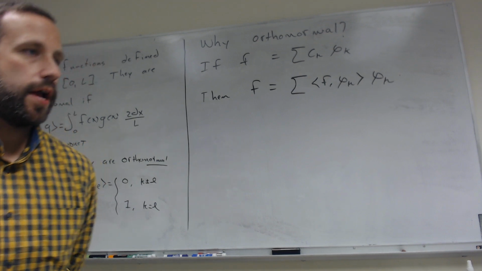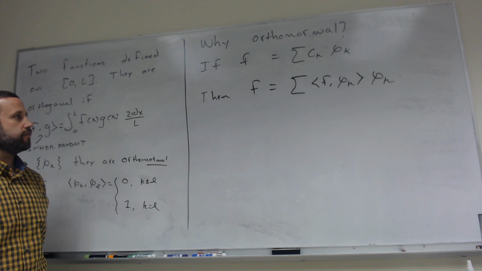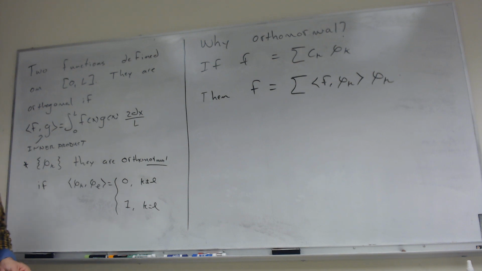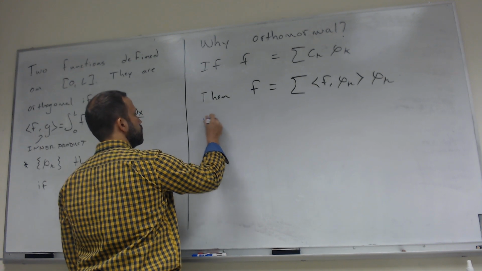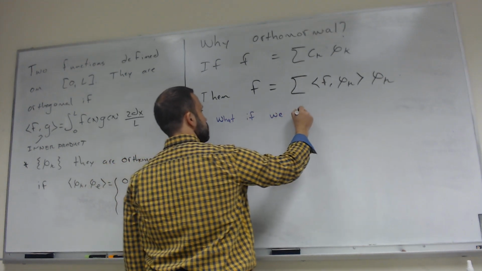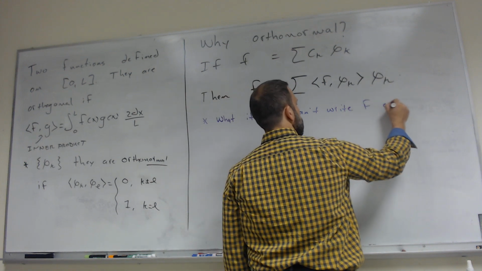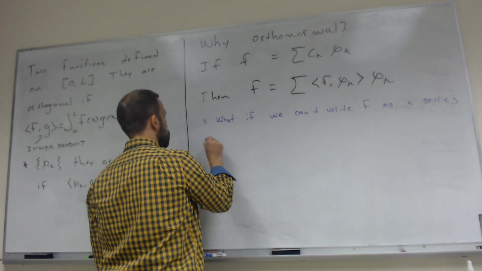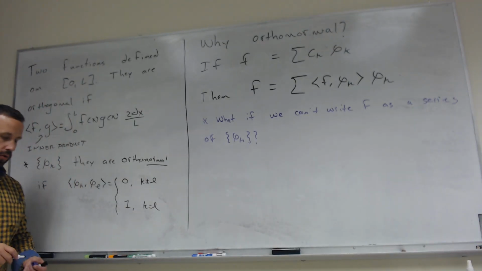Okay, so if we can write F as a finite or infinite linear combination of the phi_k functions, then these are the formulas. Okay, but let's ask this question: what if we can't? What if we can't write F as a series of phi_k? I mean, one answer is just, well, we can't, so we're not going to do it.